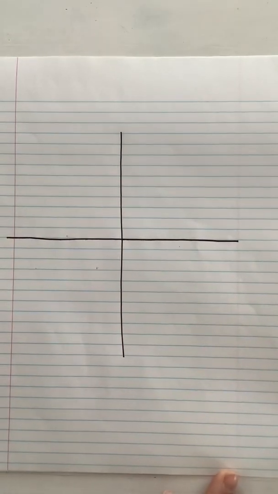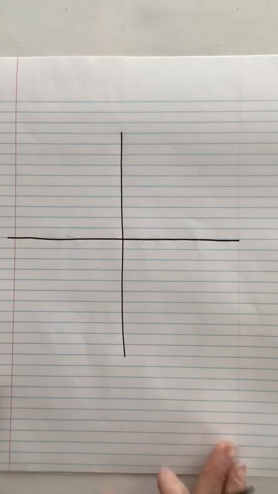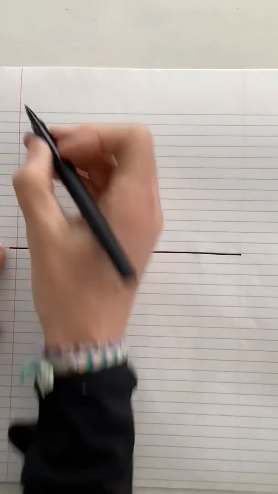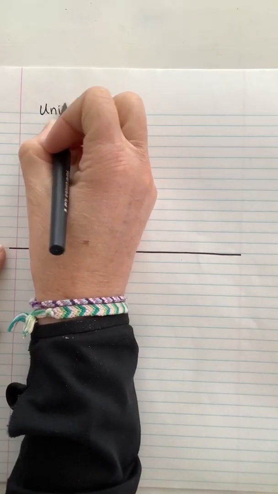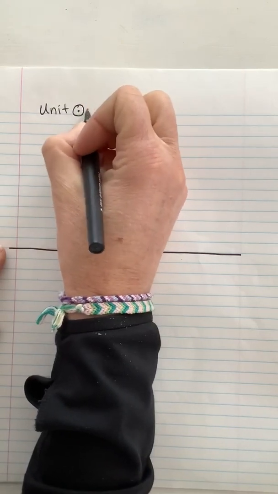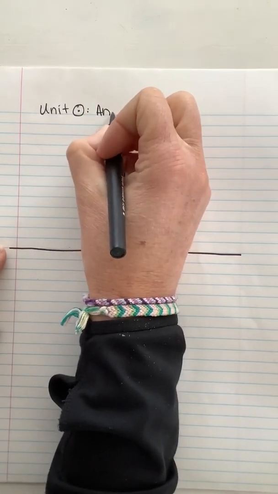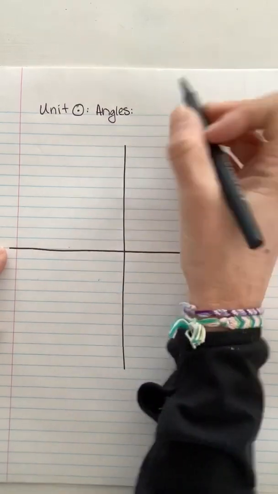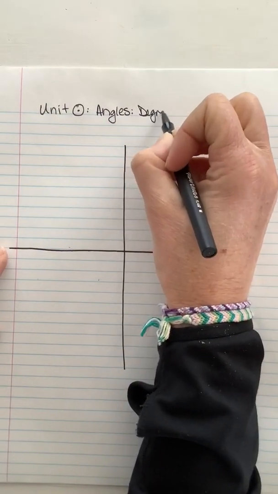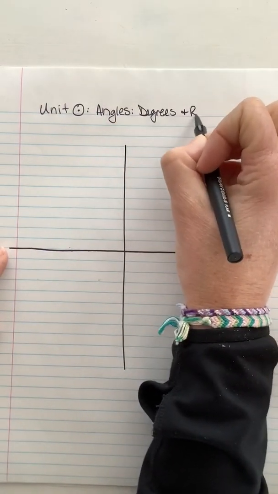We have templates for you guys linked online. But once again, I don't have a good printer at home, so you might be in that same boat where you don't have a good printer at home, which means that this would be a wonderful way for you to practice your unit circle. So here, I'm just going to do the unit circle, angles only. Angles only, and I'm looking at degrees and radians.